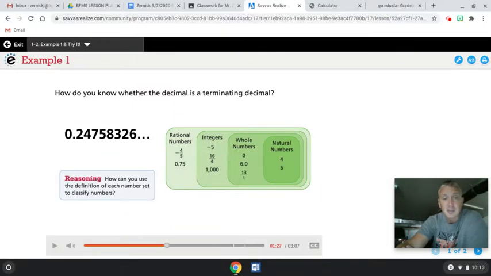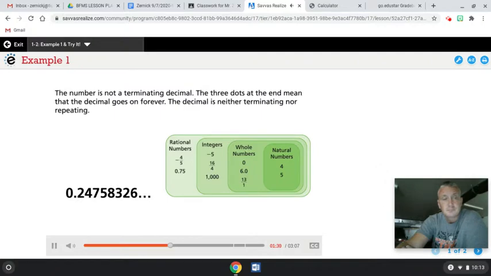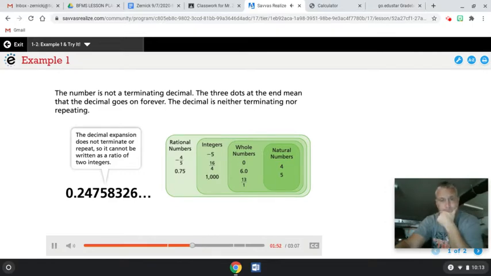We actually can't make it a fraction, so we really don't know what it is because it goes on forever and ever and ever. The number is not a terminating decimal. The 3 dots at the end tell us that the decimal goes on forever. We don't know what they are, maybe 5, 8, 3. But we do know that they are not repeating, nor are they all 0. So, is the given number a rational number? It can't be. The decimal is neither terminating nor repeating.